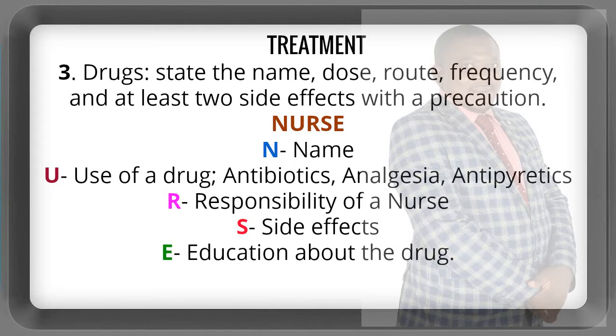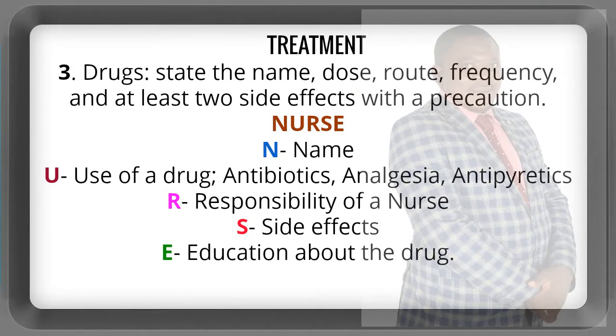Then U is for use of the drug. Remember we have uses of drugs like antibiotics for bacterial infection, analgesics for pain, and antipyretics for fever. Then the other most important part in our nursing pharmacology is the responsibility of a nurse. So the responsibility of a nurse centers around the precautions that are supposed to be taken when you give a drug. You are not just giving a drug, but you need to observe certain precautions so that the patient may not suffer severe allergies, or the patient will understand how the drug is working in case they see certain side effects, so that they will not suspect that it is another disease when actually it is the side effect of the drug.